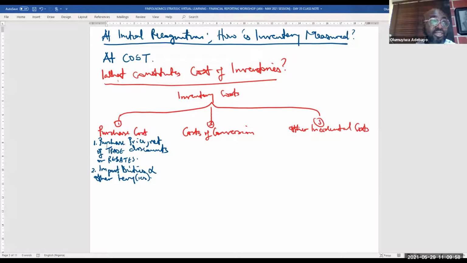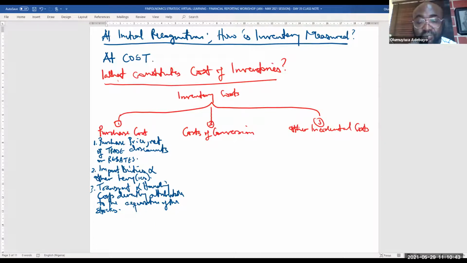Another thing you consider is transportation and handling costs directly attributable to the acquisition of the inventory, whether in its raw state, in its in-process state, or in its finished state. That is part of it.